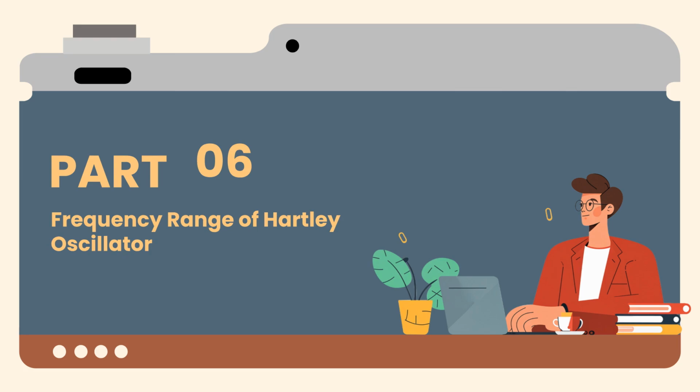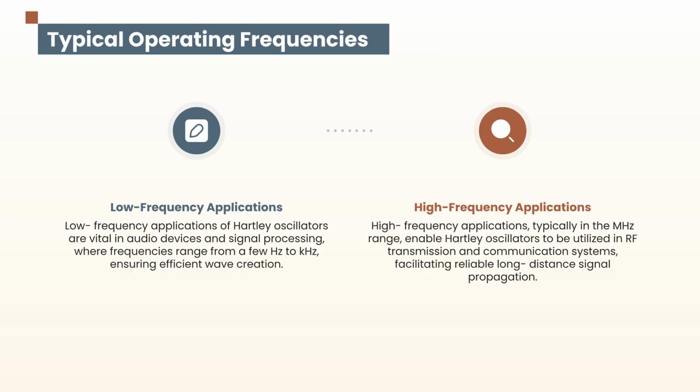Finally, we cover Part 06, Frequency Range of the Hartley Oscillator. The Hartley Oscillator operates across a range of frequencies. Low-frequency applications are found in audio devices and signal processing. High-frequency applications, typically in the MHz range, are used in RF transmission and communication systems.